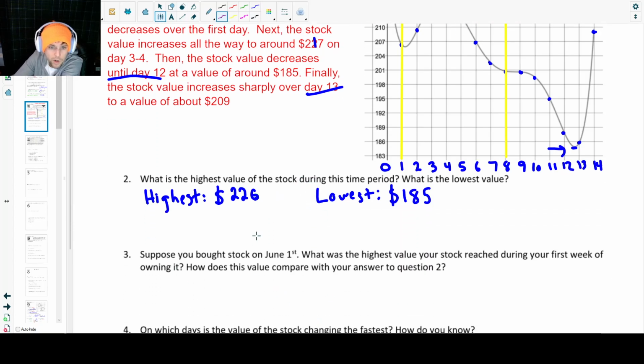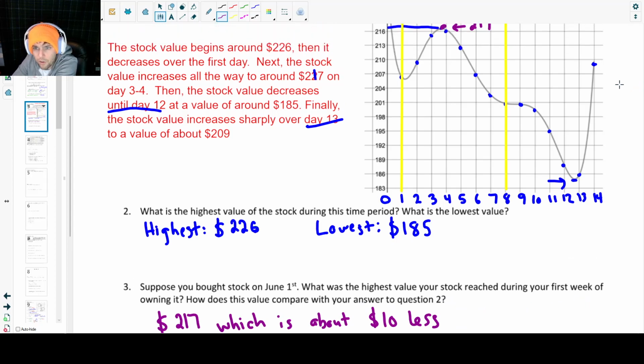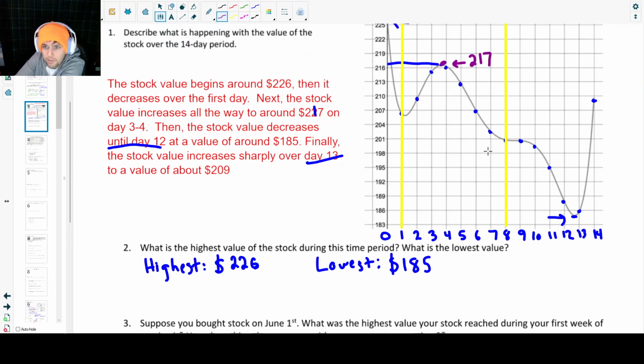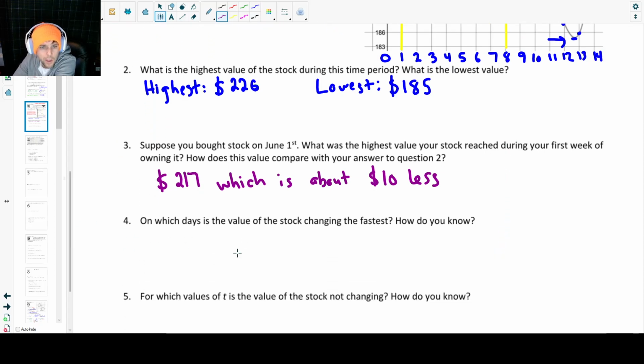How does this compare to our answer in question 2? Well, obviously it's lower, right? So it was $217, which is about $10 less. We could also look at the lowest value here, and the lowest value would have occurred on this interval here at this endpoint, around $201.